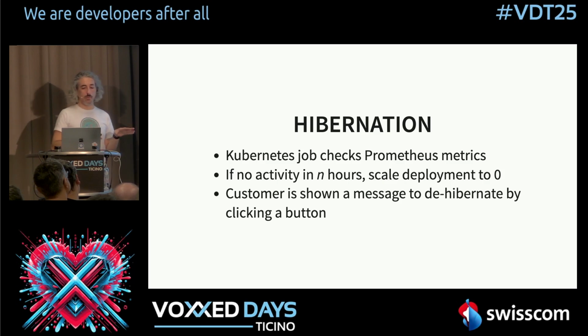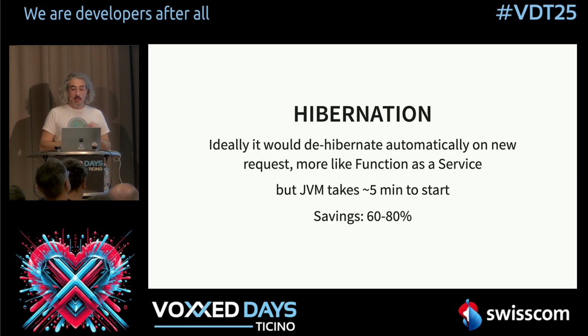We did a very simple one. We use a Kubernetes job. We implemented this 2-3 years ago. We scale down if there's no activity, and the customer gets a message that says, oh, you want to dehibernate, just click here. Ideally, you would dehibernate it automatically when you get new requests. You can do this more as a function as a service. You can use Knative. There are some tools out there if you want to go the complex route.